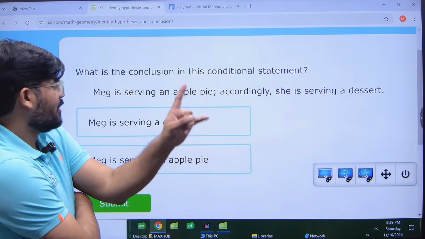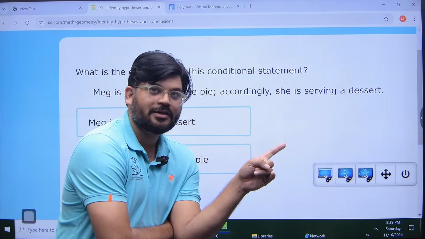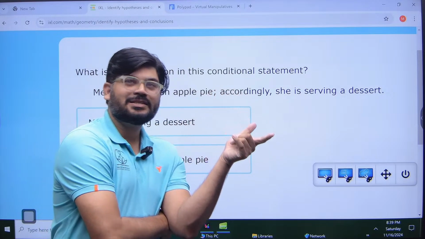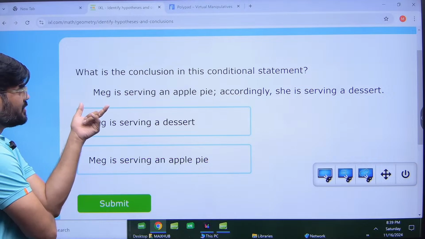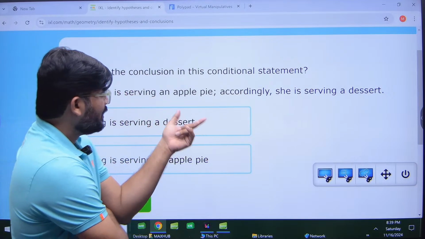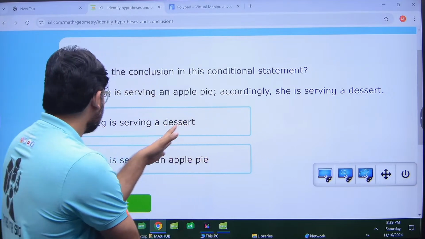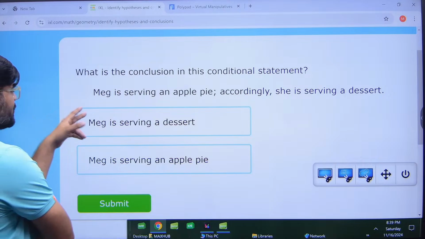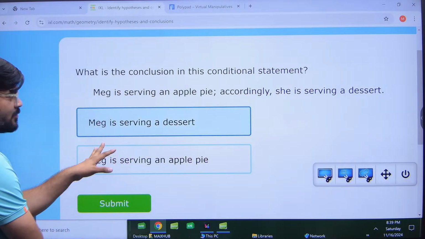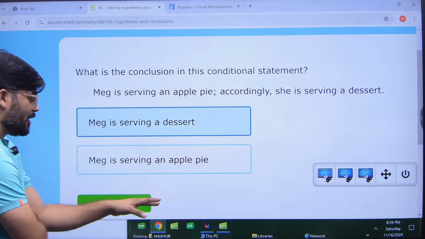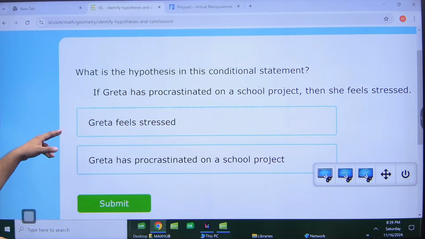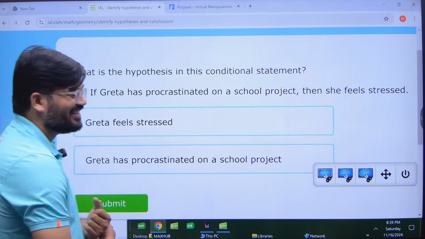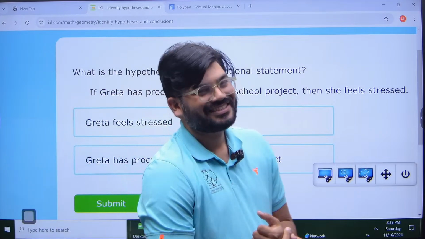I think if Meg is serving an apple pie, then she is serving a dessert. So you will say "then she is serving a dessert" is the conclusion, right? I am also in agreement with you, because not all desserts are apple pie, but apple pie is a dessert. Good logic.